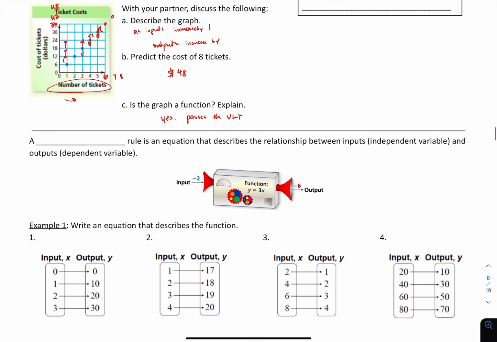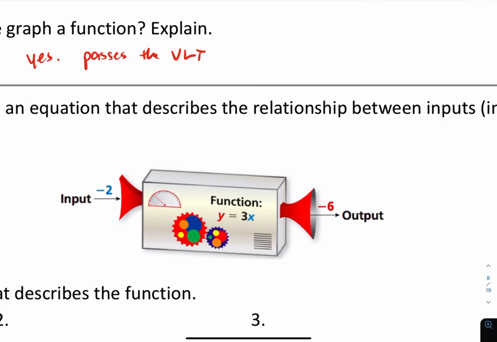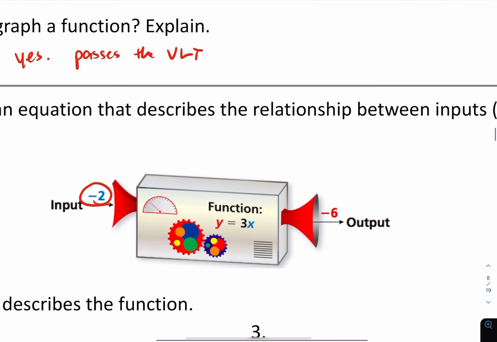So this is primarily what today's lesson is going to be on, a function rule. Okay, a function rule is an equation that describes a relationship between the inputs and outputs. So for example, you'll be given the input is -2, output is -6. This is what you're going to come up with, the function rule. So in this case, the function rule is going to be y equals 3x.